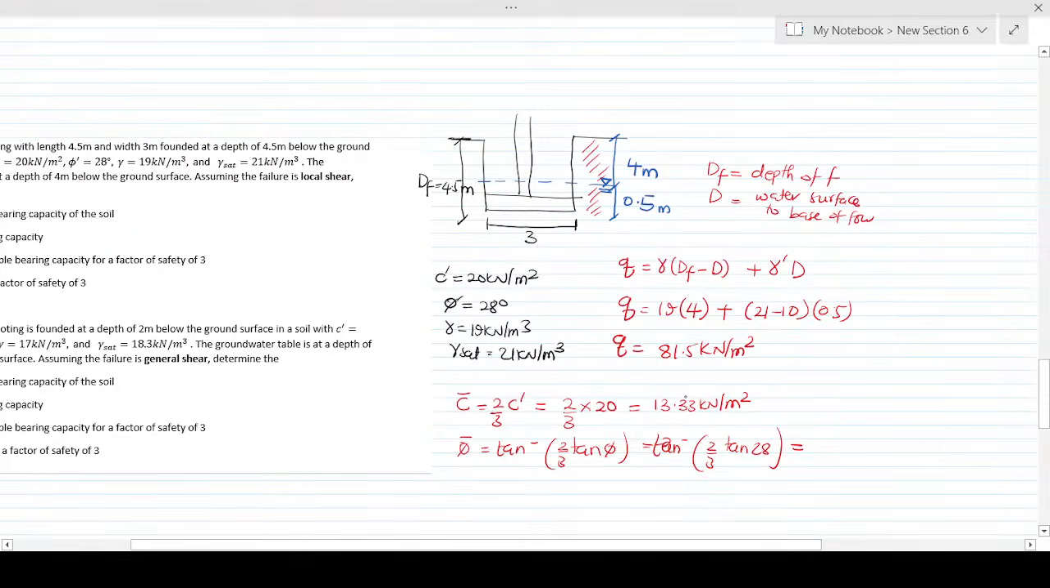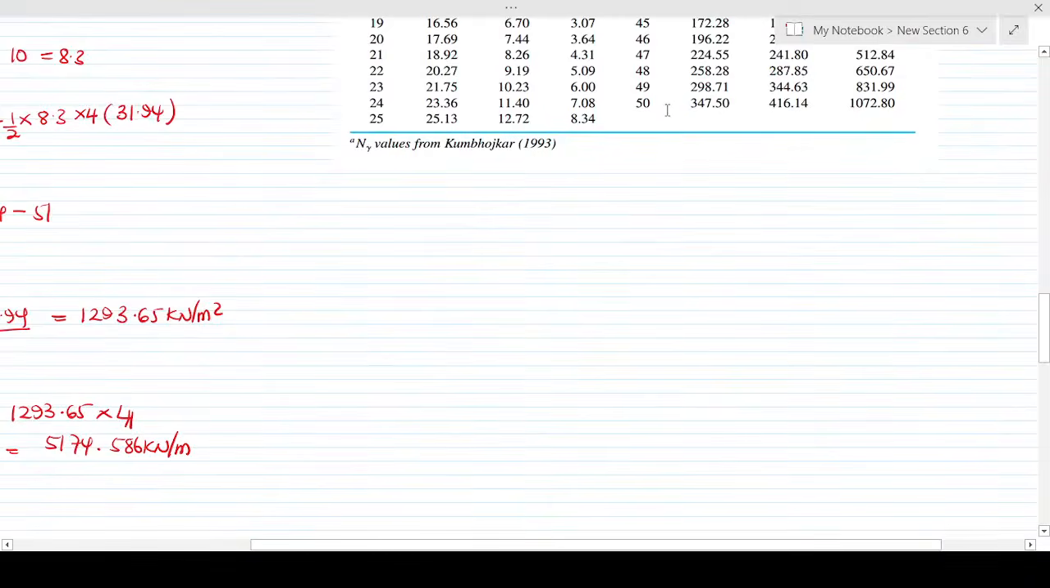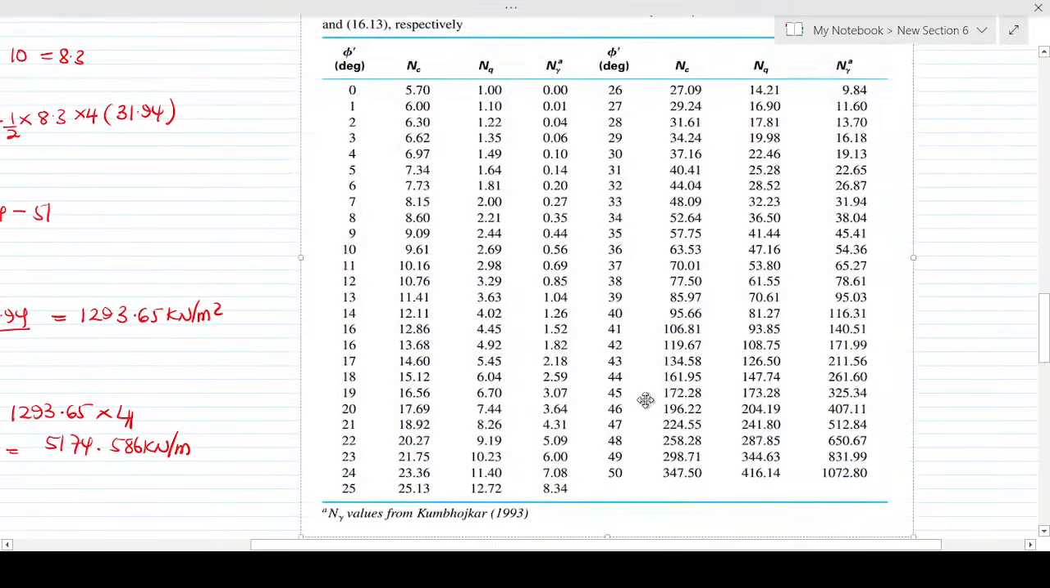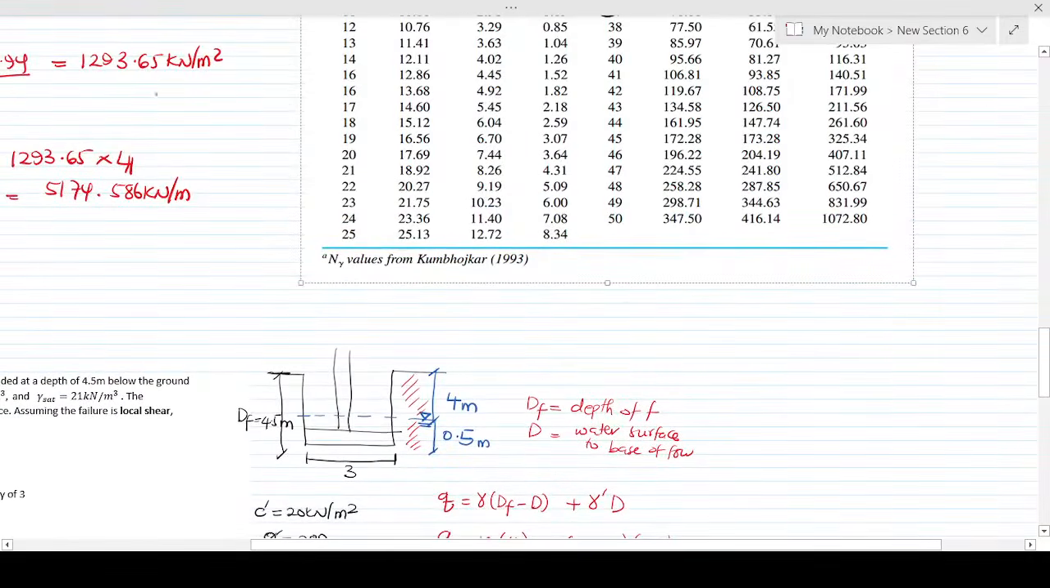So 19.5. We approximate it to 20 degrees because our chart does not have decimals. So we go to the chart. Bring the chart here. Our 5 is what? 20. So I need 20, so this 20. I need this in that side.